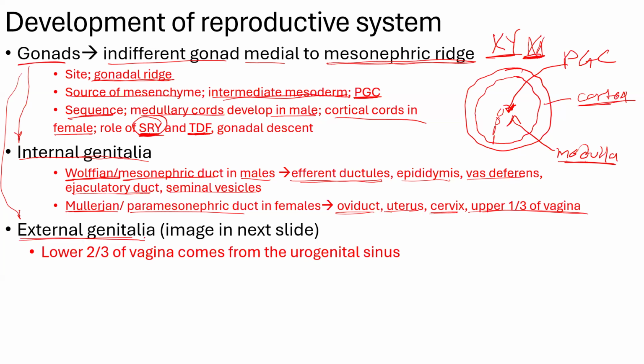Now, external genitalia, okay? We will see this, not necessarily in the next slide, but I'll show you this. But please note that the lower 2/3 of the vagina comes from the urogenital sinus. So the vagina has dual origin. Upper third and lower 2/3 have different origins, okay? So, yeah, I think I'll build more on this. If you have not gotten the concept by now, worry not. You'll see me repeating some things, some themes, which I feel are very important for you to understand.